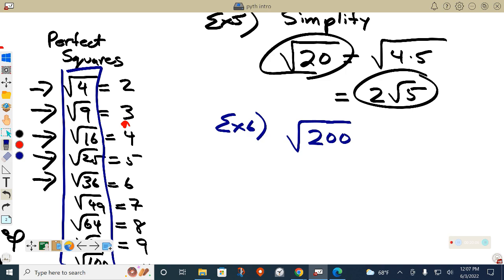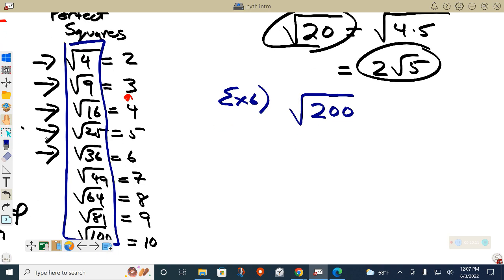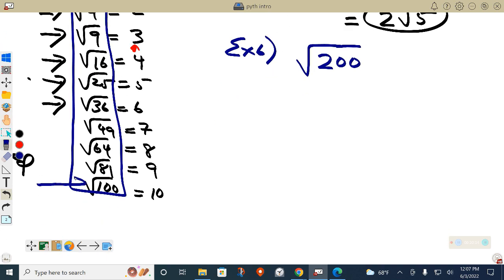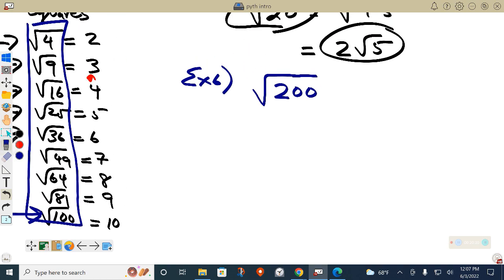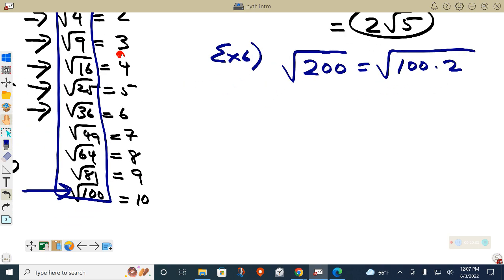So what numbers from here will fit into 200? Notice 100's right here. That's a perfect square. That'll fit into 200. Here we go. So let me rewrite 200 as 100 times 2. So the square root of 100 becomes 10. It's a perfect square. So I got 10 times the square root of 2. Done. That's the simplified version.